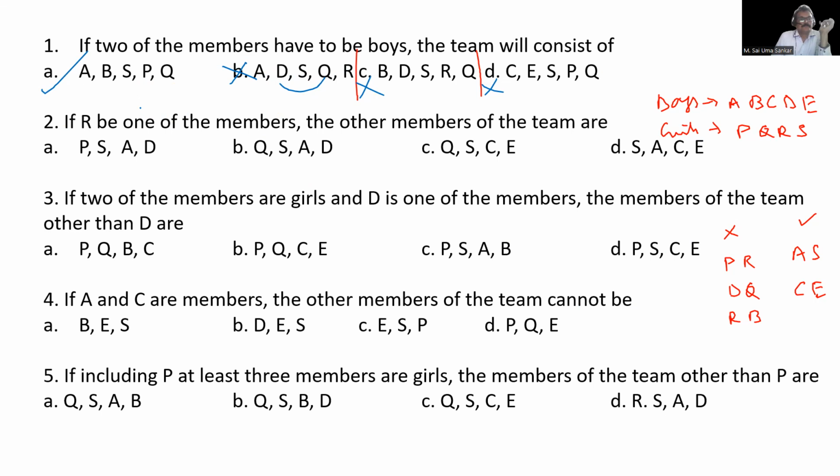Next, if R be one of the members, we have to find the 5 members. If R be one of the members, the other members of the team are.